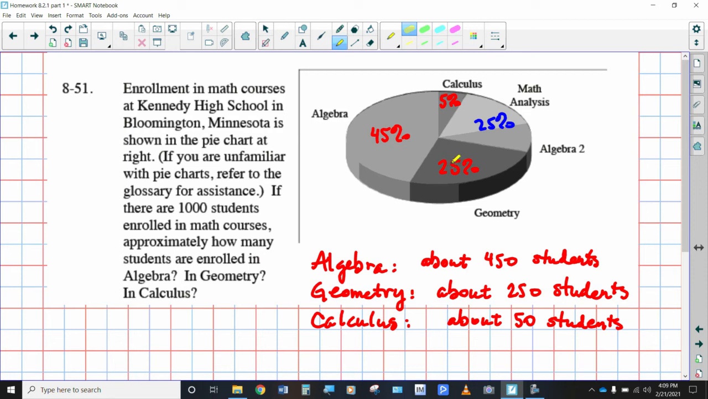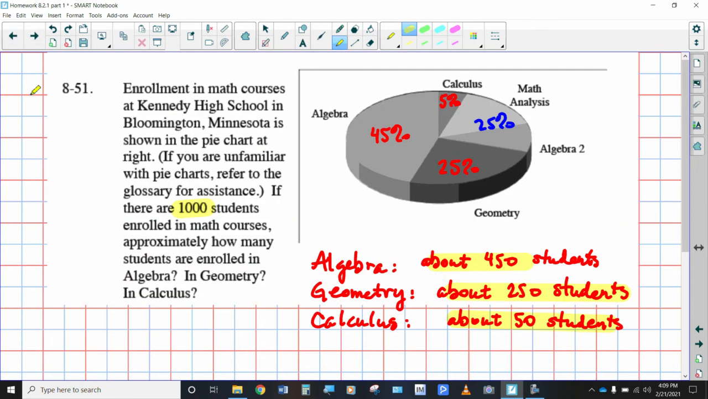So based on that, the geometry would be 25% of 1,000. And calculus looks like it's about 1/5 of that, so that would be about 50. And this portion, if that's 5%, this has to be 45 because the whole total would be 50%. So I'm guesstimating this part to be about 45%. So whatever this is, multiply it times 9, right? Because 5 times 9 is 45, so 50 times 9 is 450.